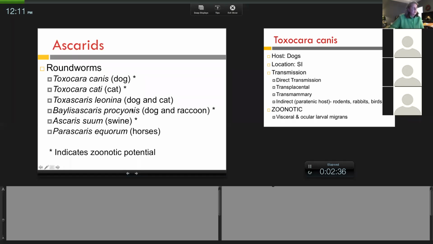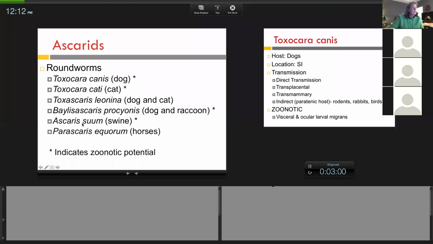One that we worry about is Baylisascaris procyonis, and it's primarily seen in the raccoon, but can be seen in the dog. If you notice the little star here, they are zoonotic, so these can spread to people. So the Baylisascaris, and the one, well, I'll talk about it in a second.